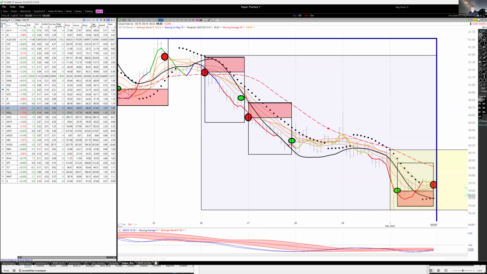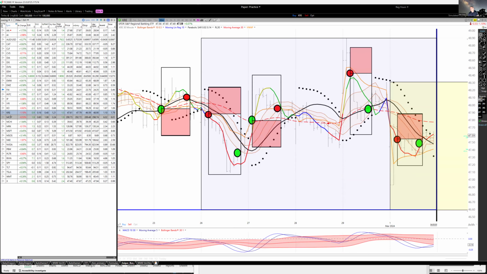Coca-Cola, 1, 2, 3 entry that scratches. Regional banks, collapsing dragon that scratches.